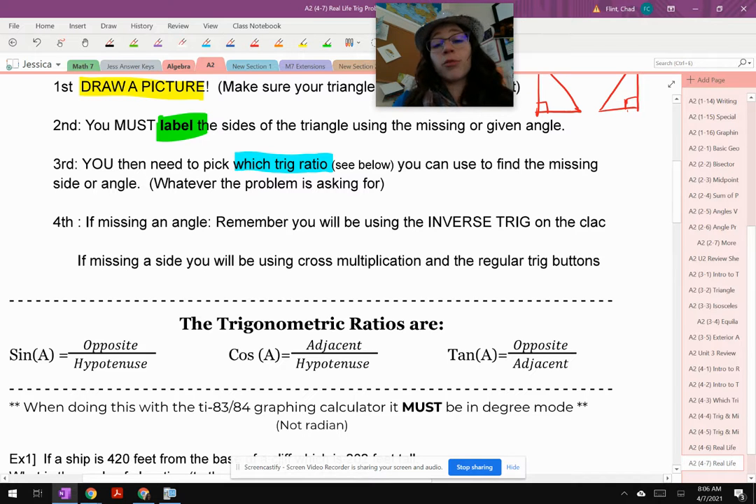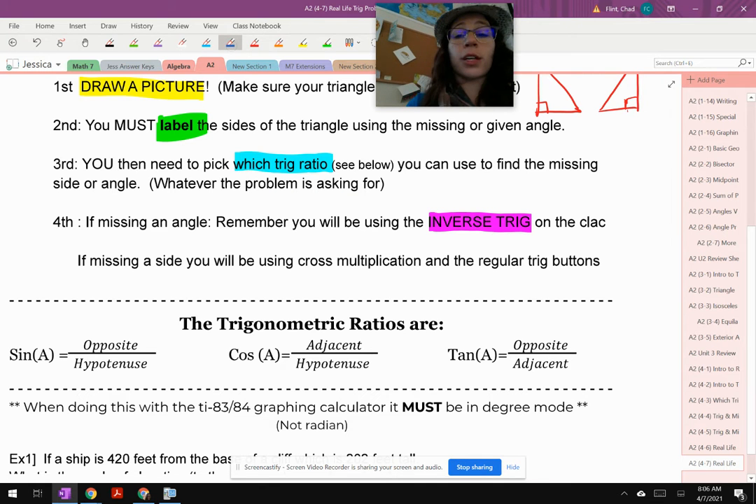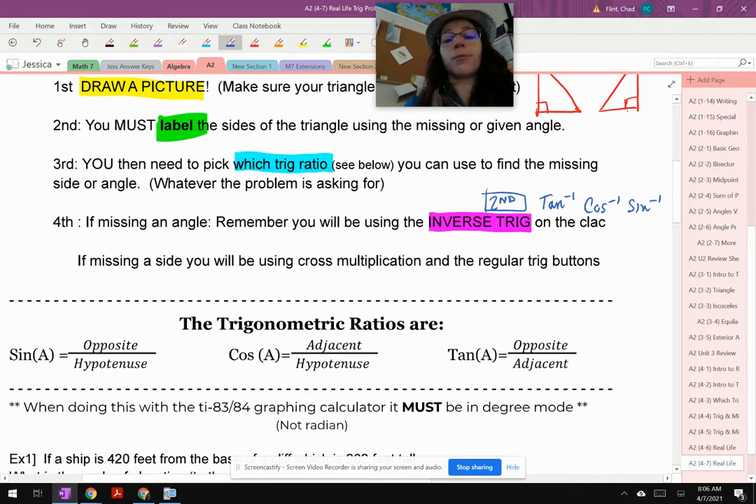Fourth, if you're missing the angle, remember you need to use the inverse trig. That's where you press the second button and then either tan -1, cos -1, or sine -1.